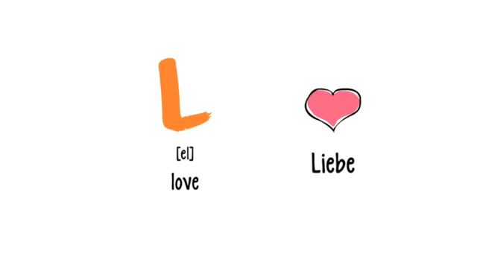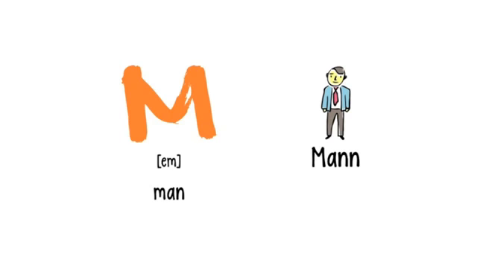The next letter is L. L is pronounced like the L in the word love, and the translation for love in German is Liebe. M is pronounced like the M in the word man, and the translation for man in German is Mann.